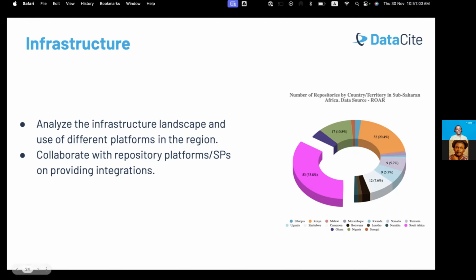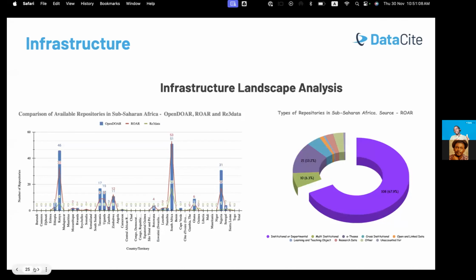I mean, we are working with the infrastructure providers. And I just want to take a snippet from the infrastructure analysis that was done to show that we have done some work in this region. The one on my left is comparing available resources in repositories in sub-Saharan Africa. And the one to the right is looking at it from ROR. The left is comparing all three that I first considered.